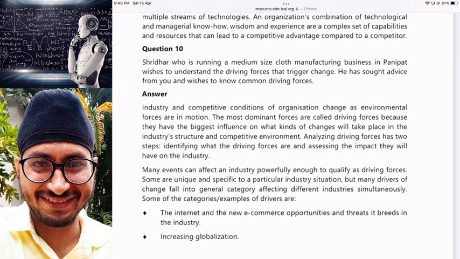Then we have Sridhar. Clear? Sridhar, who is running a medium-sized cloth manufacturing business in Panipat, wishes to understand the driving forces that trigger change. He has sought your advice for common driving forces. This is a direct question.